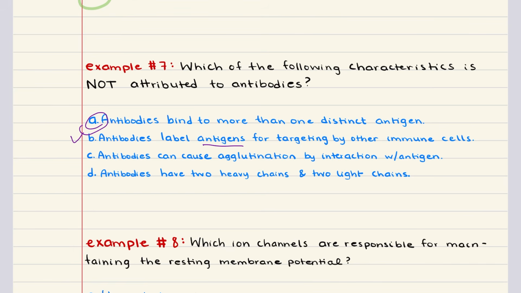This is also true. Because antibodies have 2 binding sites, they can bind to multiple identical antigens and cause clumping or agglutination, which helps the immune system clear out pathogens more efficiently. Finally, D says antibodies have 2 heavy chains and 2 light chains. That's correct. Antibodies are made of 4 polypeptide chains, 2 identical heavy chains and 2 identical light chains. So the only incorrect statement here is A, making that the correct answer.